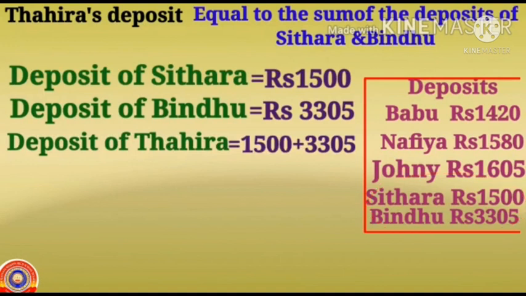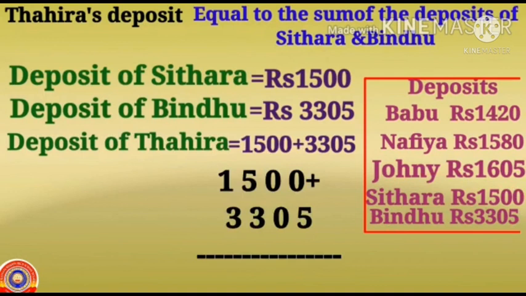1500 plus 3305. 0 plus 5, 5. 0 plus 0, 0. 5 plus 3, 8. 1 plus 3, 4. 4,805. Tahira's deposit equals 4,805 rupees.